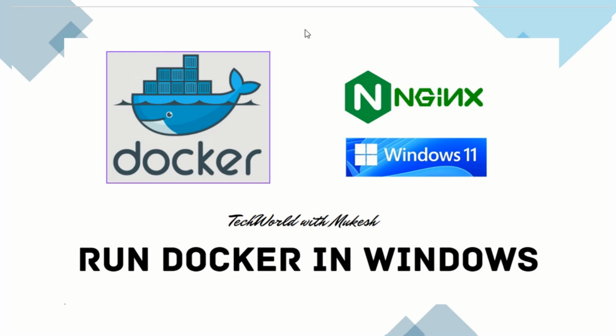In this video, we are going to run Docker in a Windows machine. What we are going to do is install Docker Desktop on a Windows 11 Pro machine, and then pull a pre-built image and run that image. So let's get started.